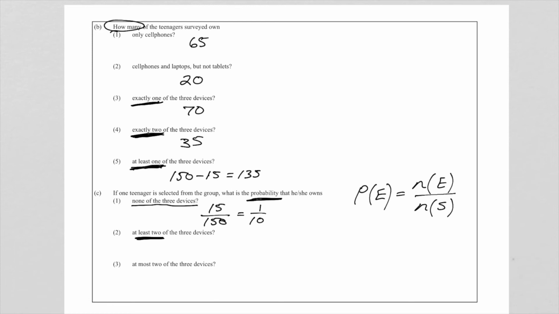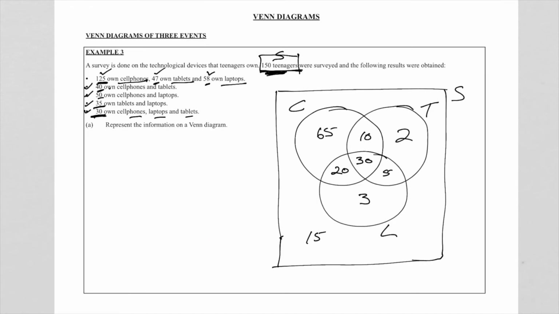So we don't want to include those who own 1 device or 0 devices. If we say at least 2, then it means those who own 2 devices or 3 devices. So let's look at the Venn diagram where we will find it.